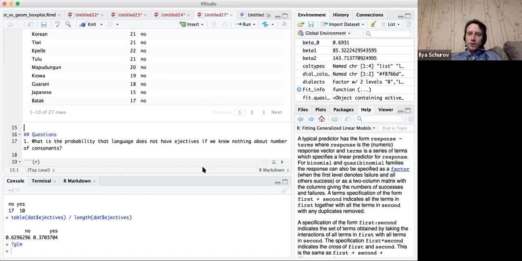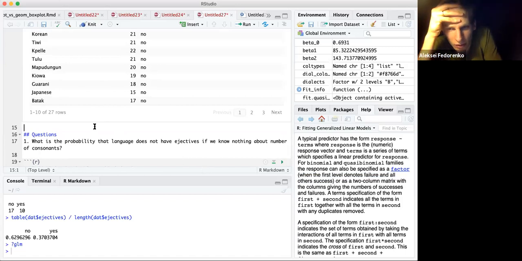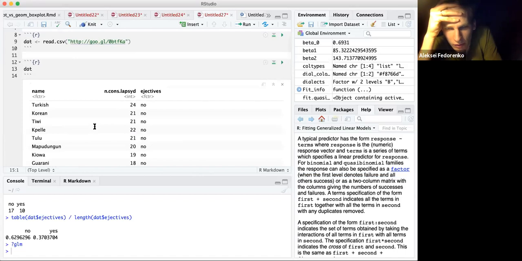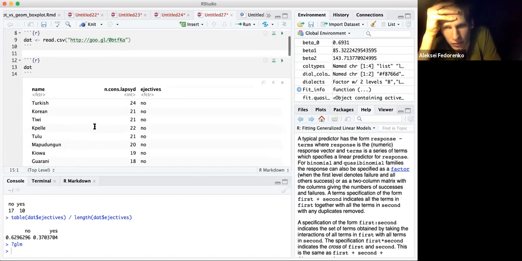Okay, so if there are no more questions... What does that mean? The first level denotes failure.